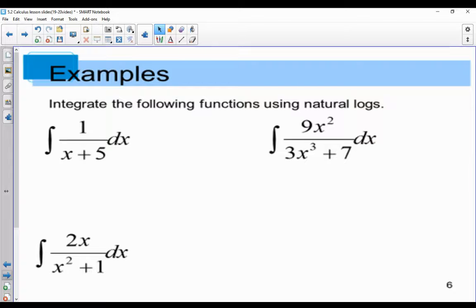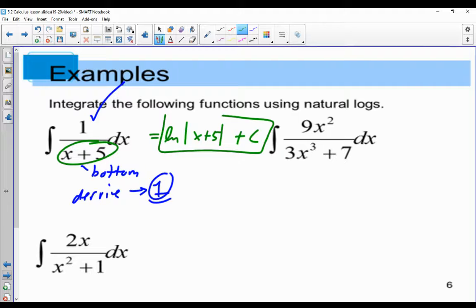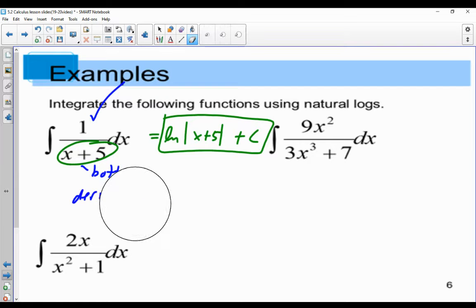All right, so let's just do some practice problems so you can get comfortable with it. So for this example, first things first, let's take a look at the bottom. Take the bottom and derive it. The derivative of x is 1. The derivative of plus 5 is just 0. You don't need the 0, so the derivative is 1. Check the top. Does the derivative of this match the top? Sure does. So that makes your life easy. You just got to say that the answer is natural log plus c, and inside the absolute value bars, you put the bottom, which will be x plus 5. Done. Piece of cake.